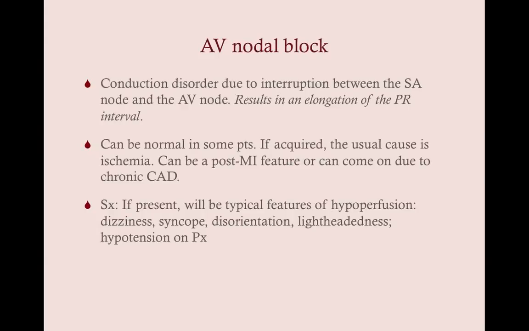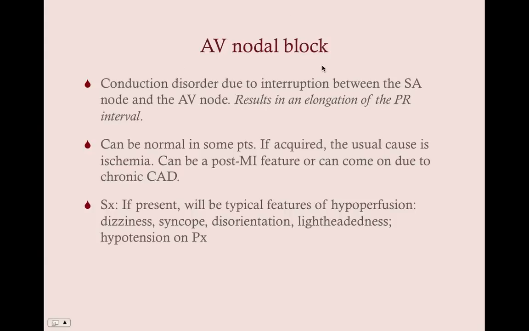Your atria contracting is your P wave, and your ventricles contracting is your QRS complex. So if you have an AV nodal block, you will have an increased distance between your P wave and your QRS complex, or particularly your R point. What we call that is an elongation of the PR interval. The time between the atrial depolarization and the ventricular depolarization is elongated. And that's the definition of an AV nodal block.